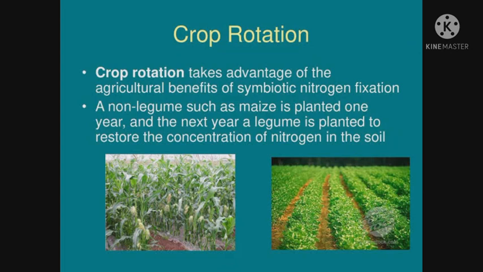Another method of replenishing the soil with nutrients is through crop rotation. This can be done by growing different crops alternately. Crop rotation takes advantage of the agricultural benefits of symbiotic nitrogen fixation. A non-legume such as maize is planted one year and the next year a legume is planted to restore the concentration of nitrogen in the soil.